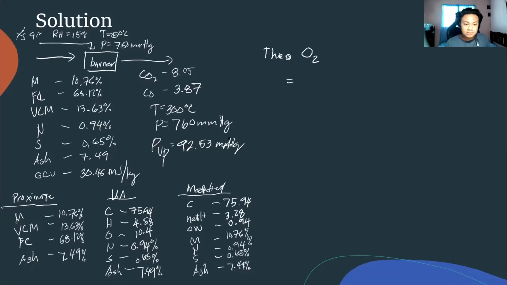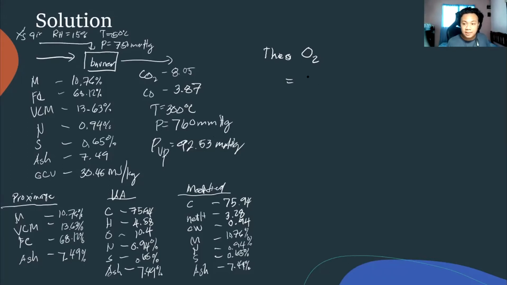Okay. So, the theoretical O2 is obtained by burning C and H, right? Don't think that C is the only thing that you will have to burn to get the theoretical O2. It is based upon the complete combustion of the carbon and hydrogen. Okay, so we have C and H here.